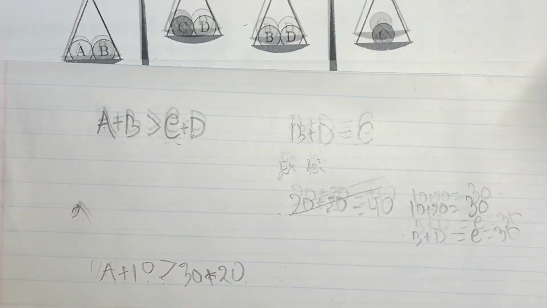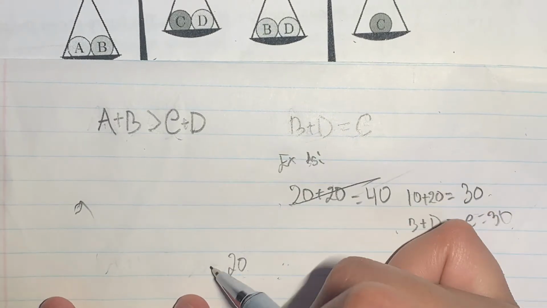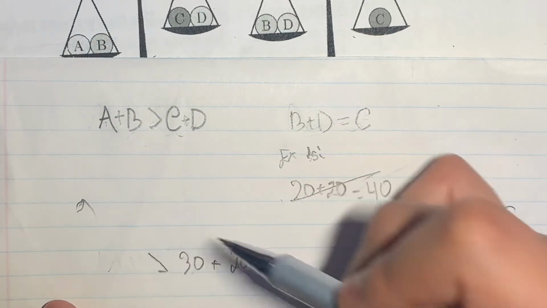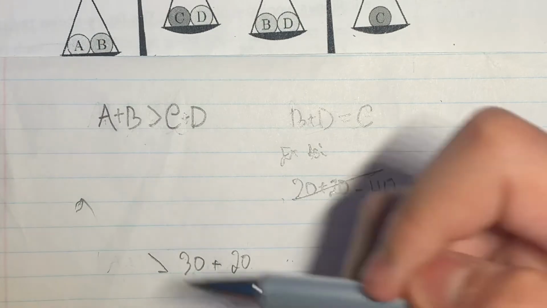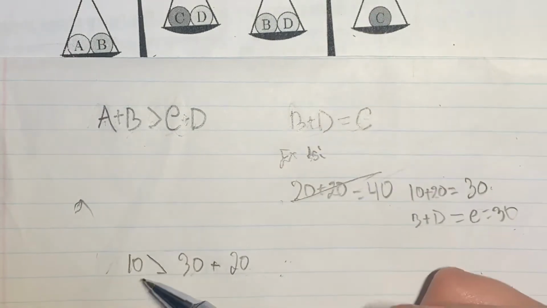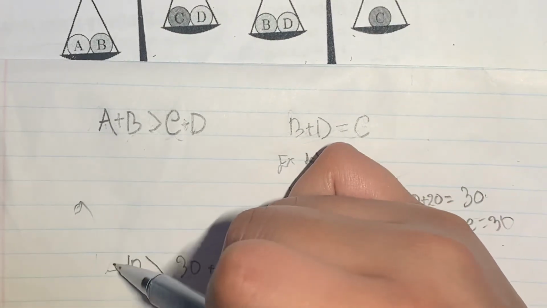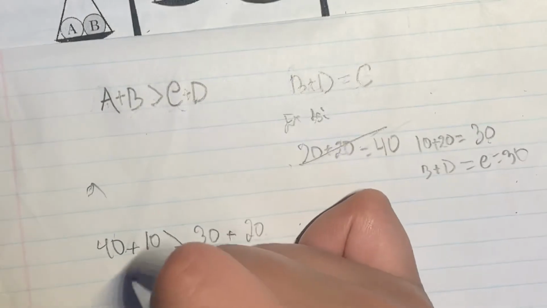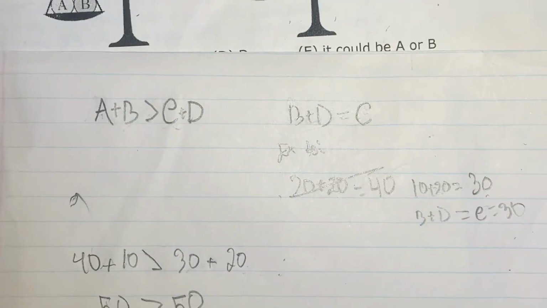So let's reverse it. So we said that the D is 20 and the C is 30, which is bigger than A, let's say B, okay? So B is 10, and the only number that is missing is 40. So 40 plus 10, it's 50, 50 and 50. 50 is not heavier than 50, which makes no sense. So let's reverse it and see.